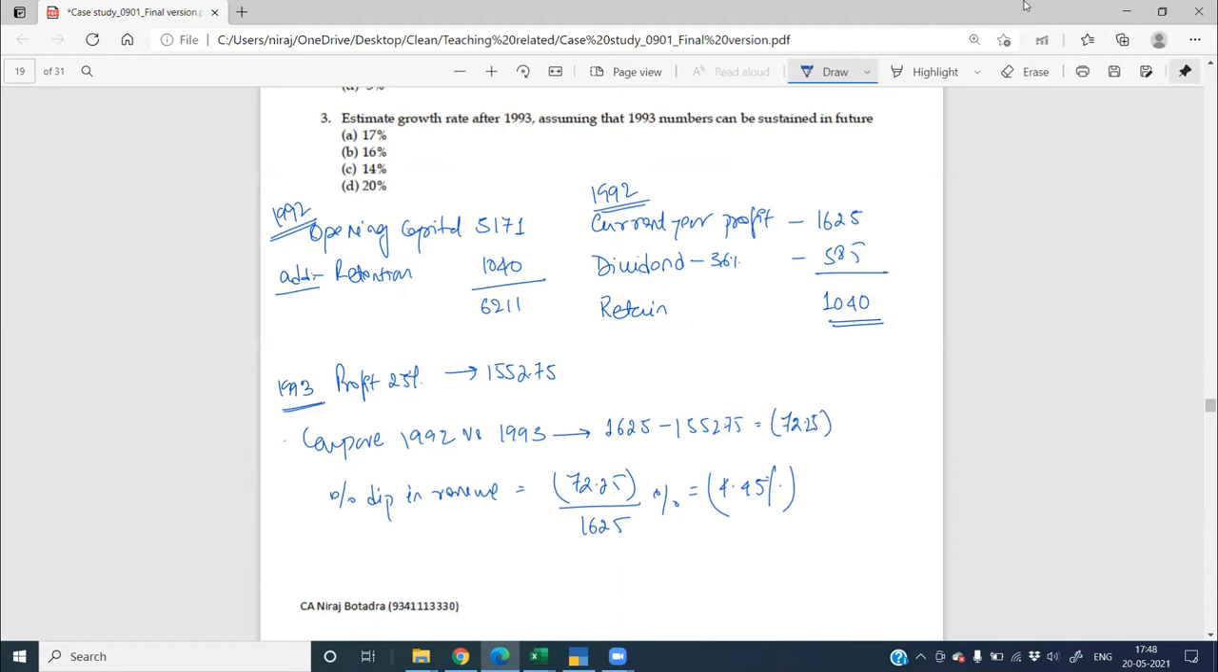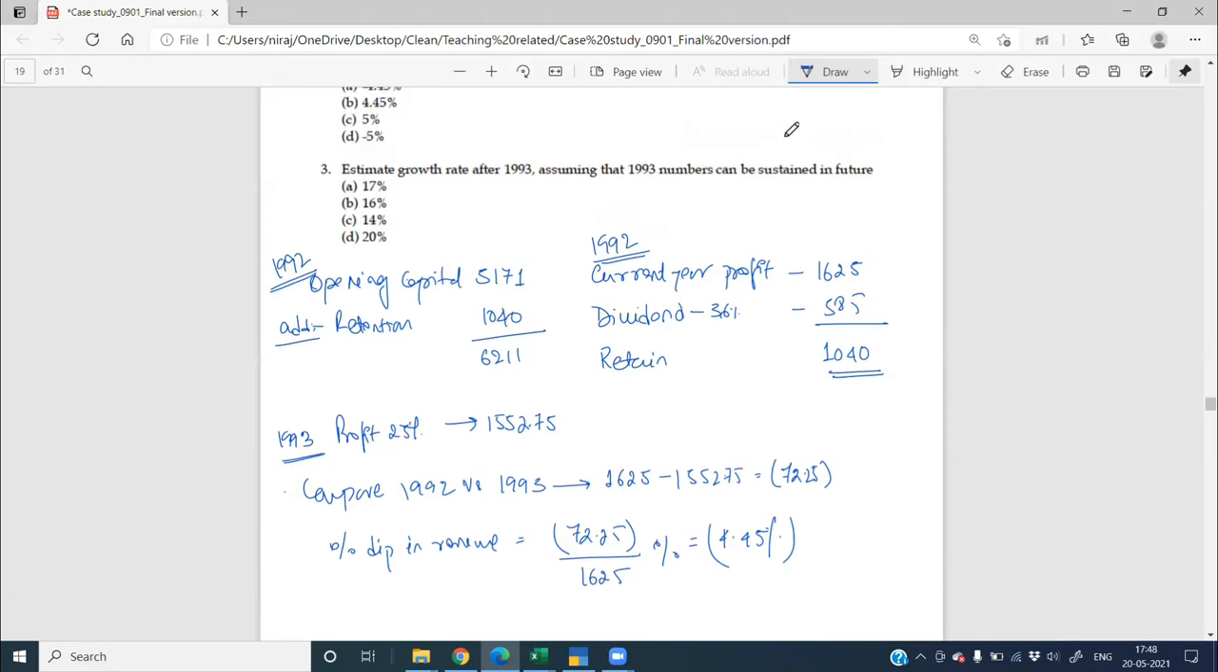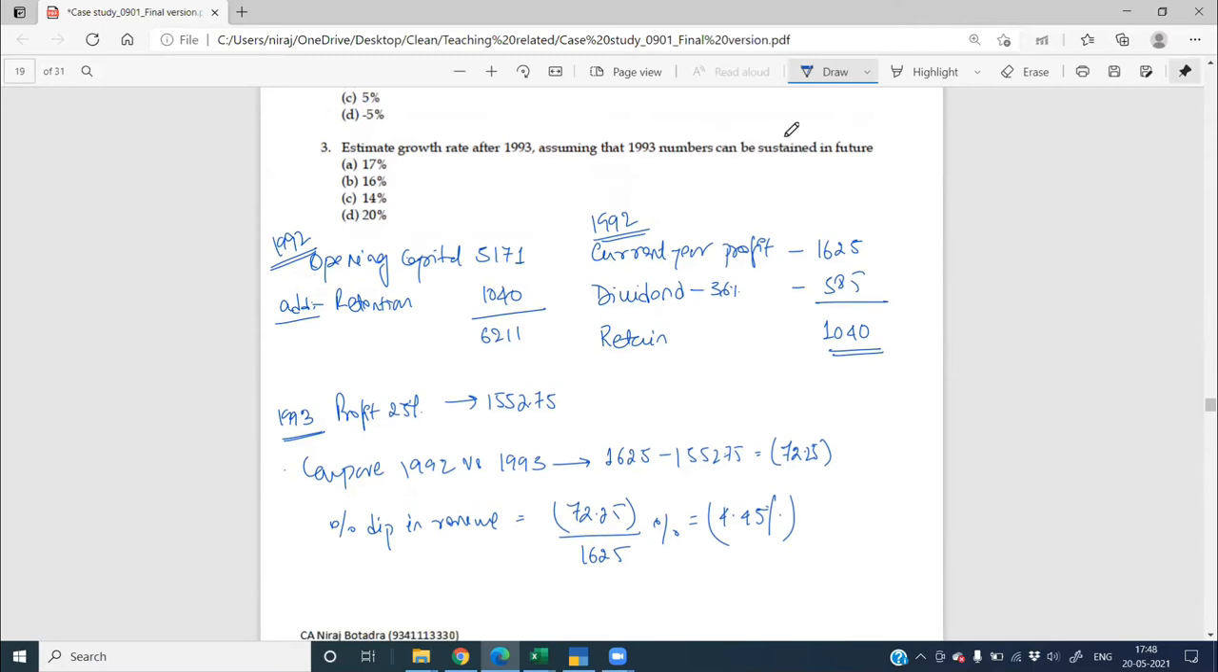ओके। और उसकी बुक में भी ऐसे ही सॉल्व किया हुआ है। जो आपने बताई थी एसआरएम वाली, वो कौन सी बताई थी, डाउनलोड कर सकते हैं? हाँ हाँ, वो आप डाउनलोड कर सकते हैं। The third question is estimated growth rate in 1993, assuming 1993 numbers can be sustained in future.